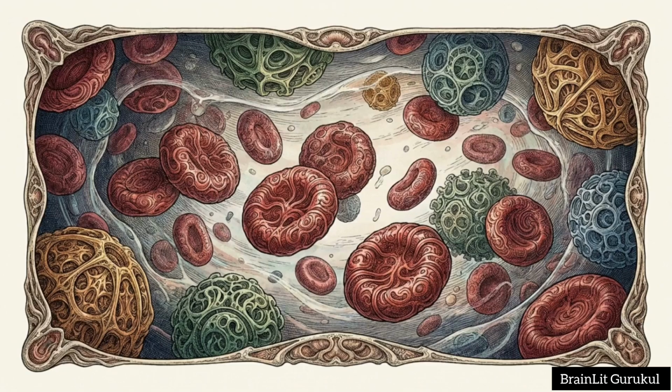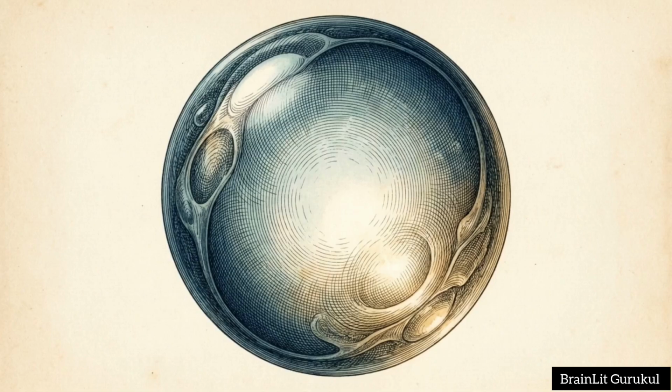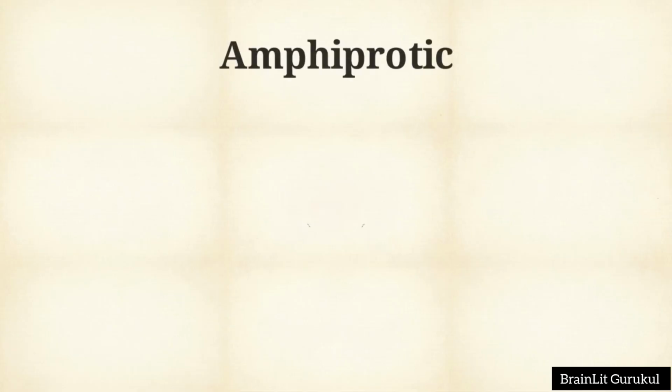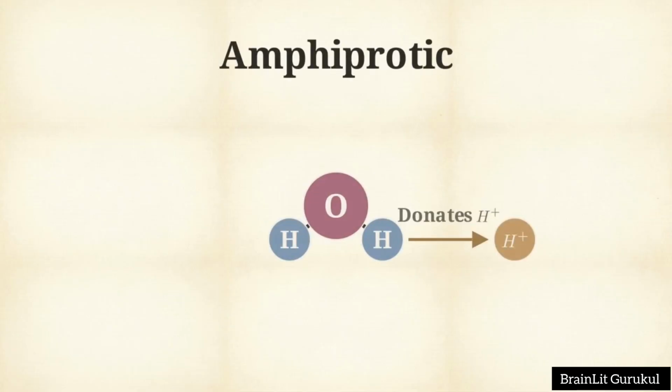All biological systems are aqueous. To understand the behavior of proteins or the function of a cell, we have to start with the quantifiable nature of water itself. Water is an amphoteric molecule. It can act as both an acid and a base. This characteristic is also described as amphiprotic, meaning it is capable of both donating and accepting protons.